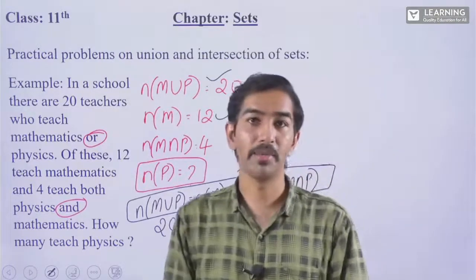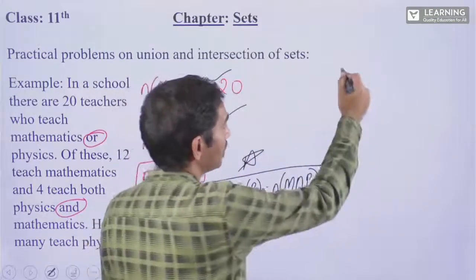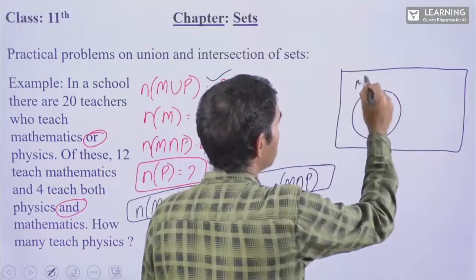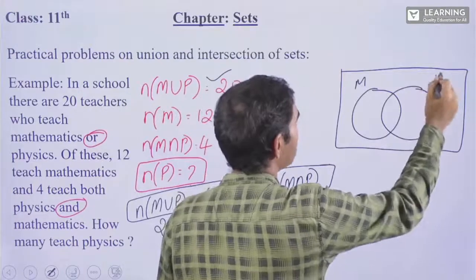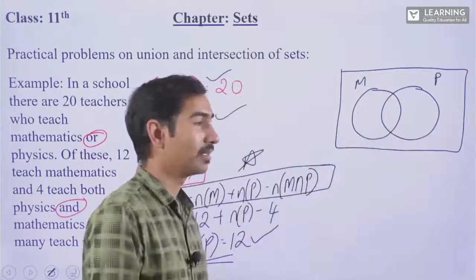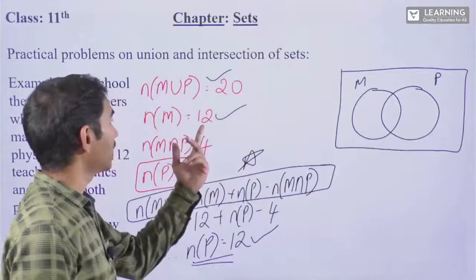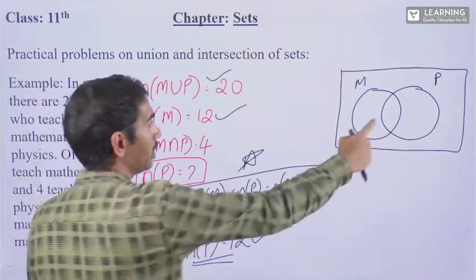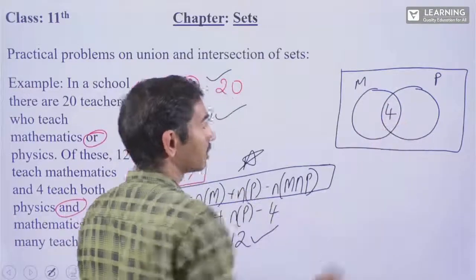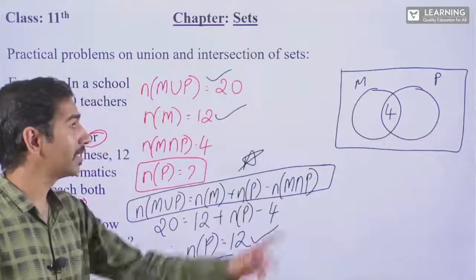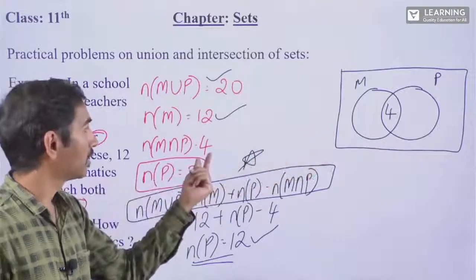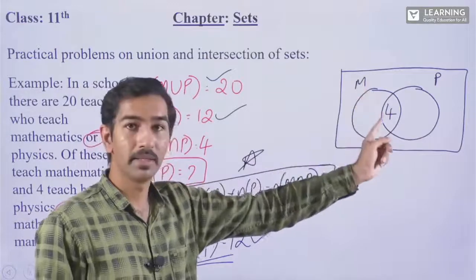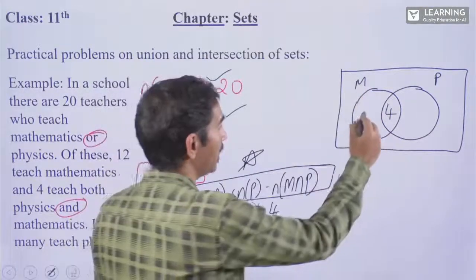So by using a Venn diagram, how do we solve this, students? Like this, very simple it is. Let us take it as M. Let us take it as P. Mathematics and physics. So teachers who teach mathematics is 12, right? Both mathematics and physics. So this is both. So here we will write 4. Correct. So always write the common part first. 4 you write. So mathematics is 12, but there is already 4 existing in M. So what can you write here? Here you can write 8.